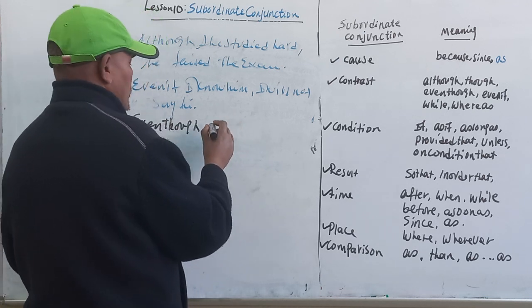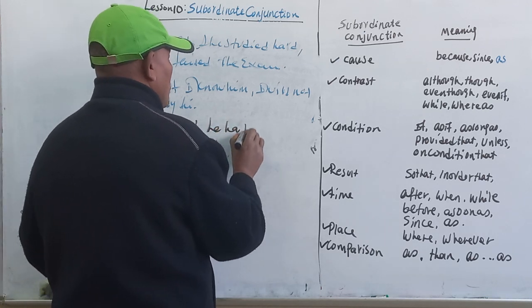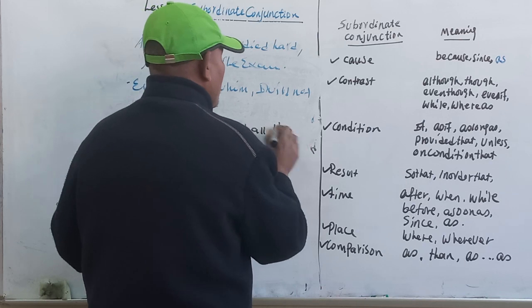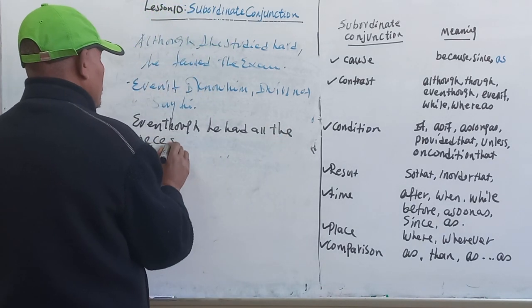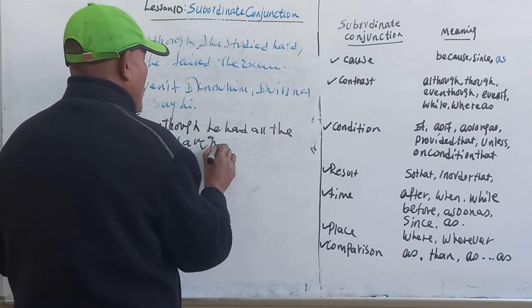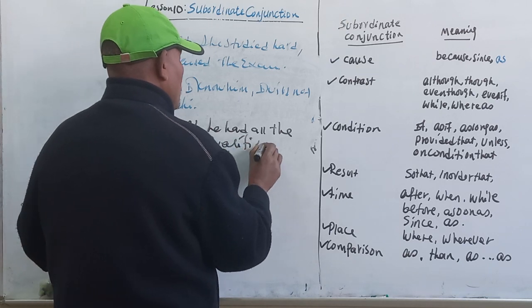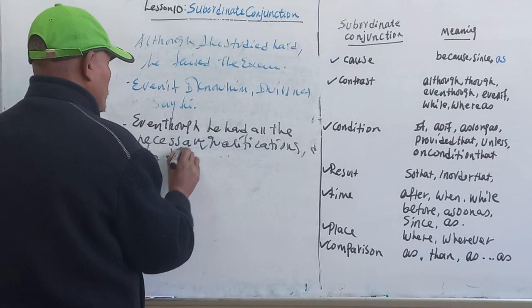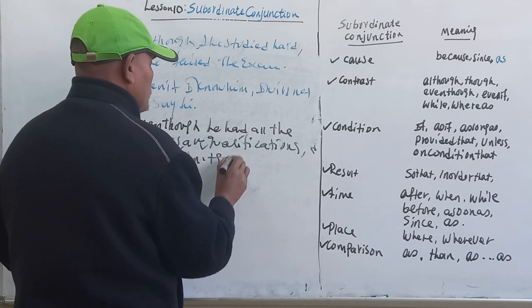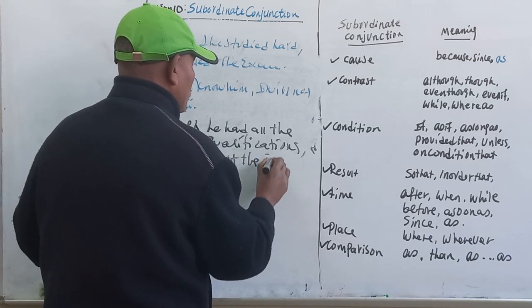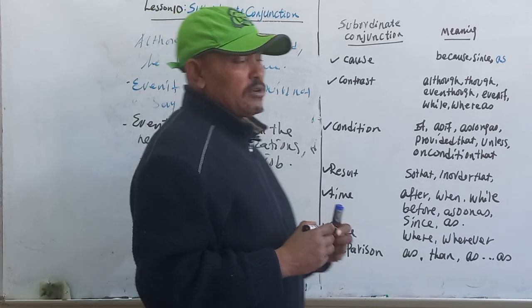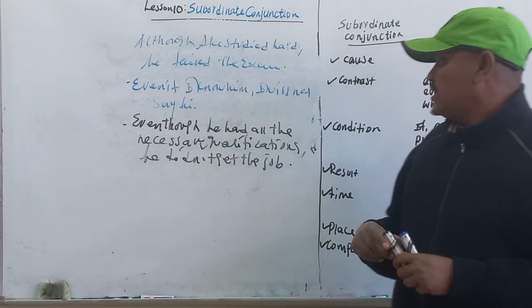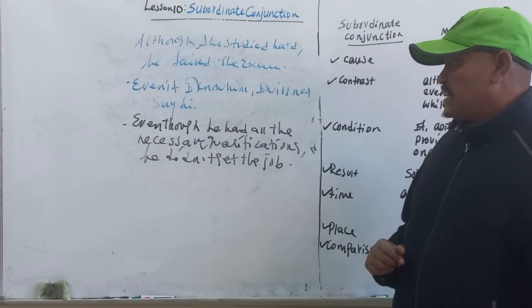Another example: even though he had all the necessary qualifications, he didn't get the job. We saw this example: although he had all the necessary qualifications, he didn't get the job.